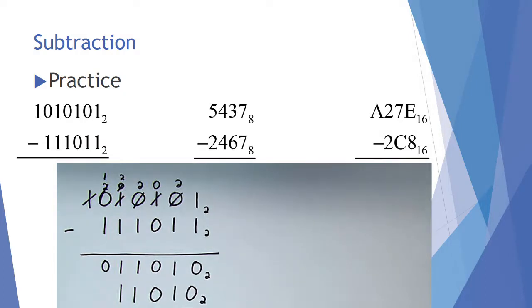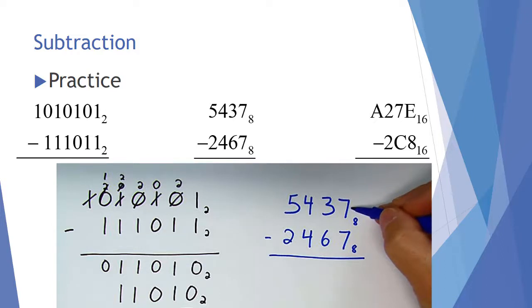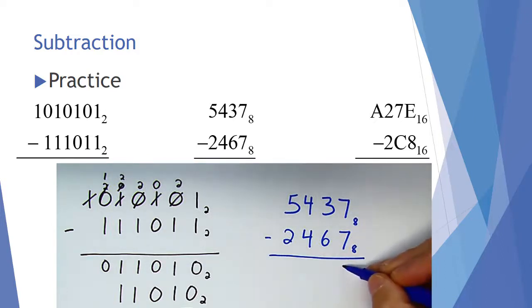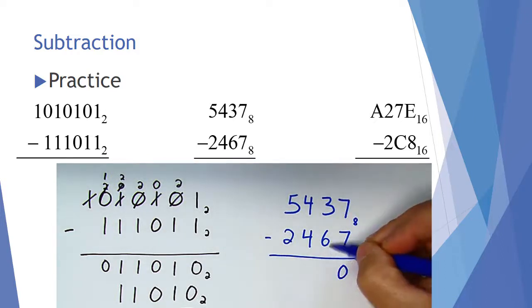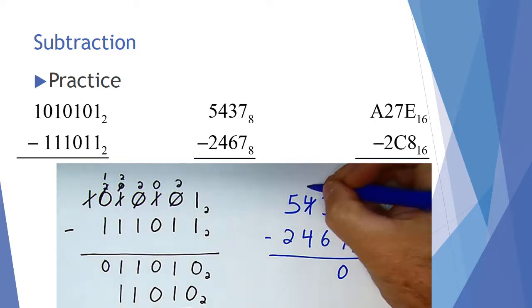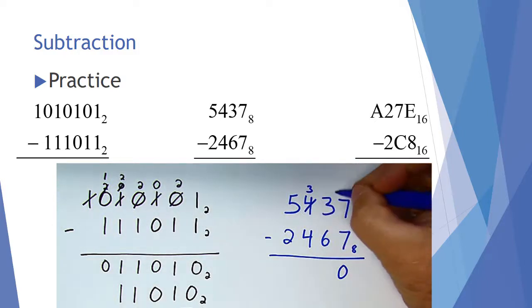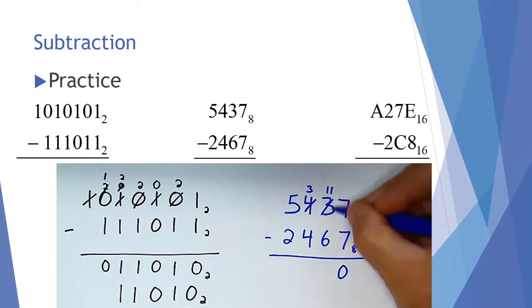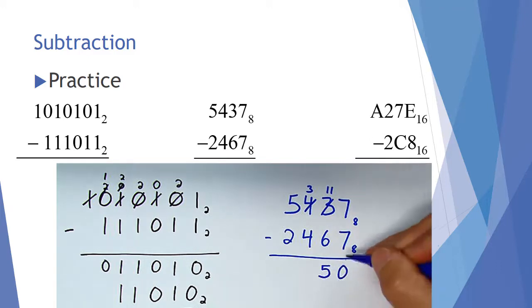Hopefully you got that. Let's do our octal subtraction. First column, the ones place. 7 minus 7, that's 0. 3 minus 6, that 3 is not big enough. We're going to go next door and borrow that 4. It becomes a 3. That adds 8 to this, so that's now an 11. 11 minus 6 is 5.